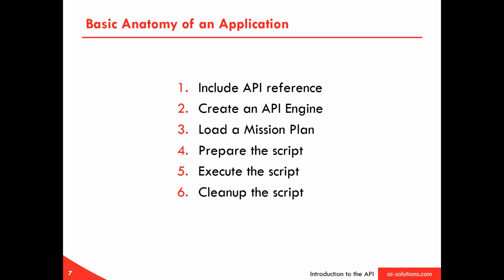When you're building an application, there are 6 basic components. First, you include the API reference, you create the engine, load a mission plan, prepare the mission plan, execute the script, and then clean up the script. And we'll talk about what each of these means.